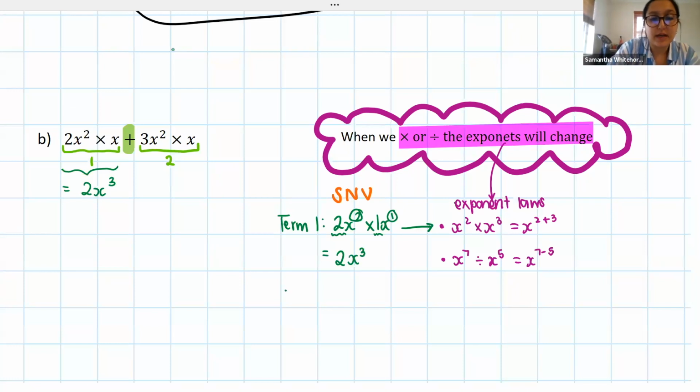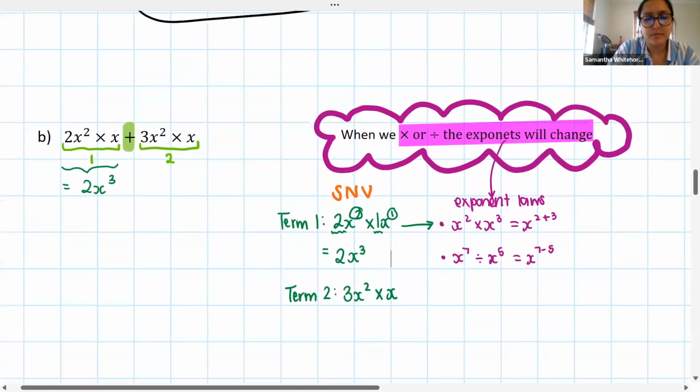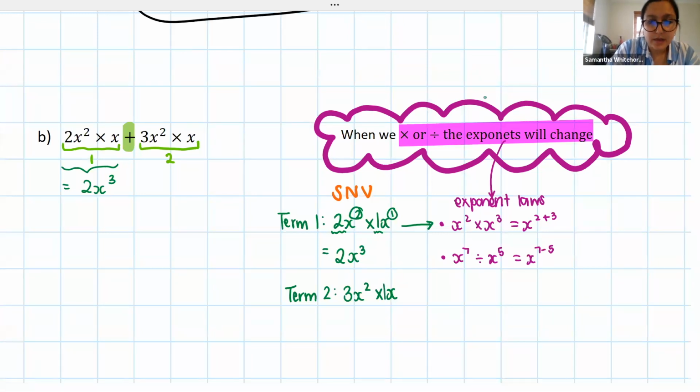Now I need to simplify the second term. The second term is 3x squared times x. Now I do exactly the same thing. Signs, numbers, variables, positive times a positive is equal to a positive. 3 times 1 gives me 3. And x squared times x gives me x cubed. So this is now plus 3x cubed.